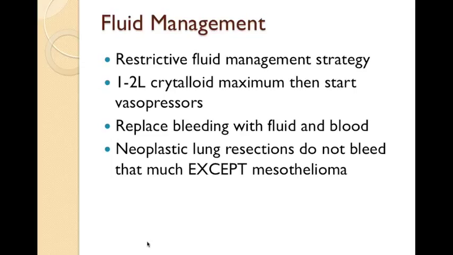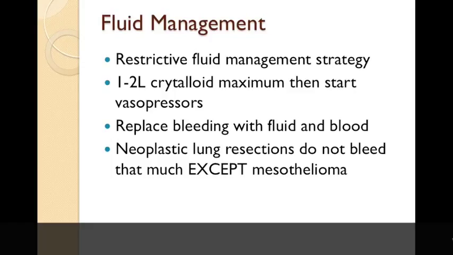So they talk about giving inotropes to reduce the amount of fluid and keep the blood pressure up, and also sometimes giving some Lasix. And I worked with some people in Canada that like to give a little Lasix to create a bit of room, as it were, get rid of a bit of water so we can replace it with blood. So that's really only in the big bleeding cases like mesothelioma. A normal pneumonectomy should not bleed that much.